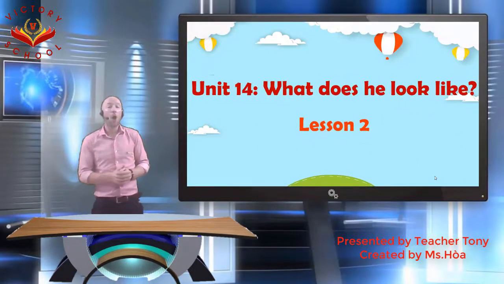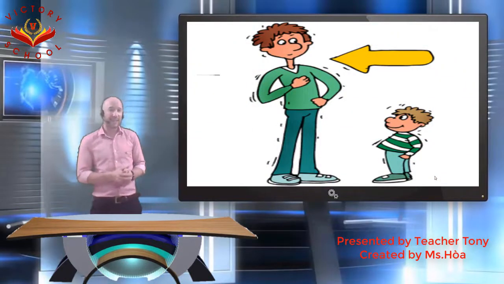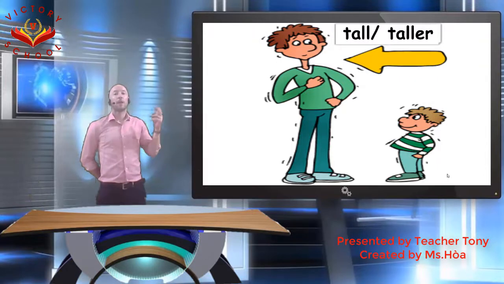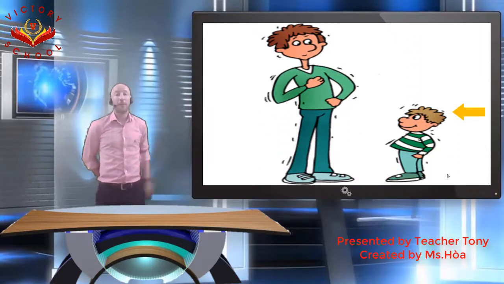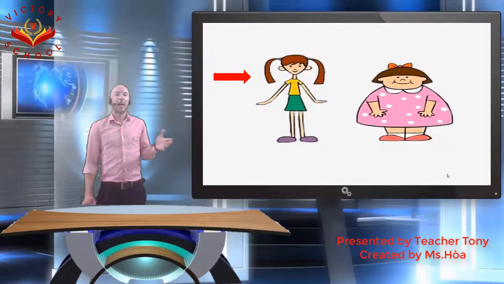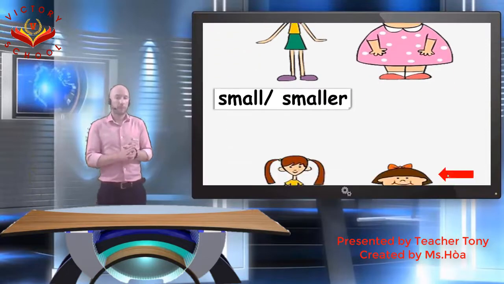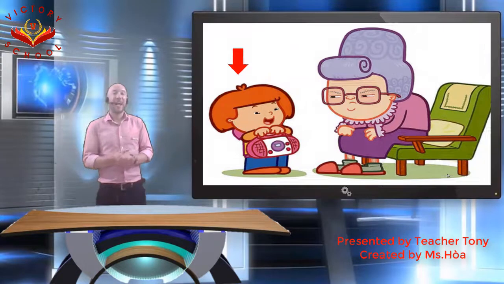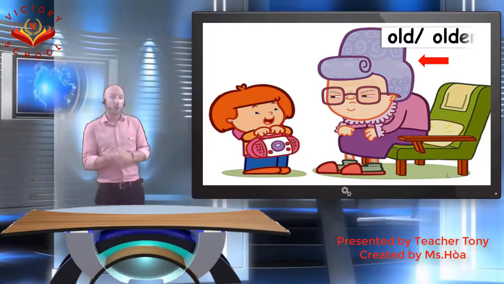Okay? So let's move to the new lesson. It's Unit 14. What does he look like? Lesson 2. Let's look at the vocabulary for today. Okay? First we have tall, taller. Repeat after me. Tall, taller. Good. Next we have short, shorter. Okay? Next we have small, smaller. And big, bigger. Young, younger. Old, older.